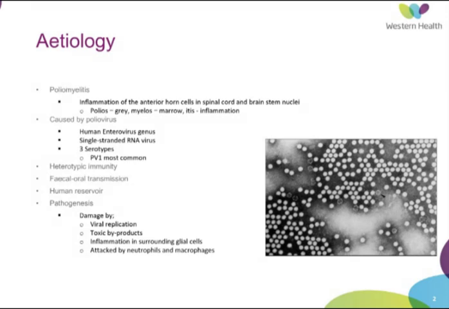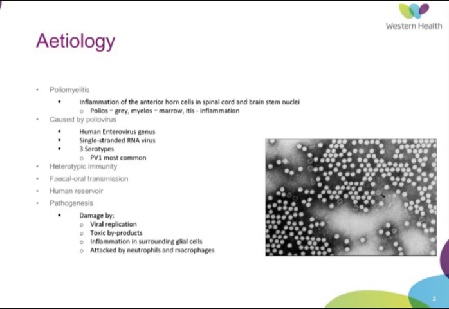And the damage to the lower motor neuron units is caused through a few ways. The first is the viral replication and the toxic byproducts that the virus has caused leads to inflammation of the neurons and the surrounding cells. And then these become targets for neutrophils and macrophages that results in death of the neuron.